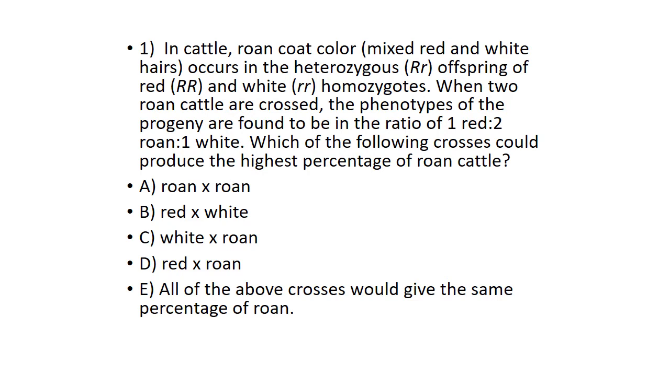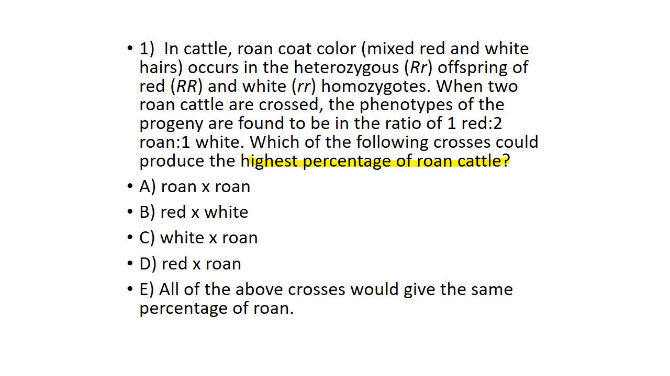Now, here's an example for you, and I want you all to write down this example and then come to class with it next time, because we're going to go over this one in class. So in cattle, a roan coat color, which is a mix of red and white hair, occurs in the heterozygous, and the offspring of red and white. When two roan cattle are crossed, the phenotypes of the progeny have the ratio of 1 red to 2 roan to 1 white. Which of the following crosses would produce the highest percentage of roan cattle?